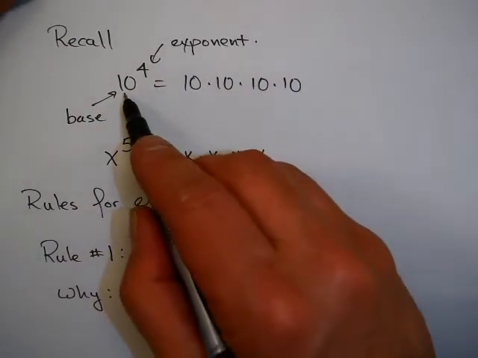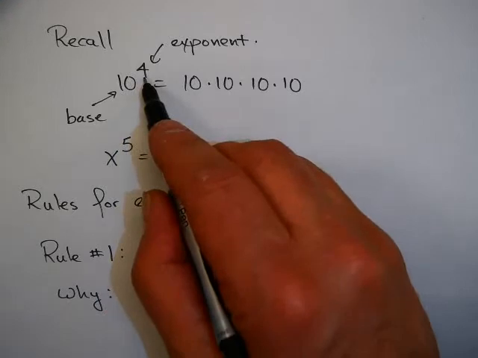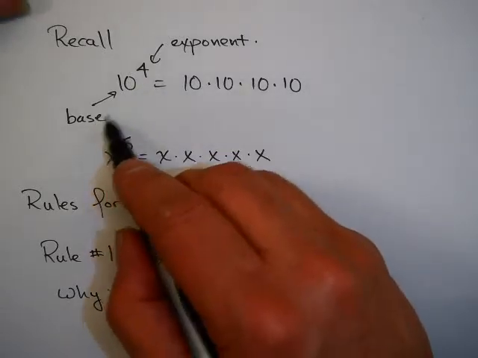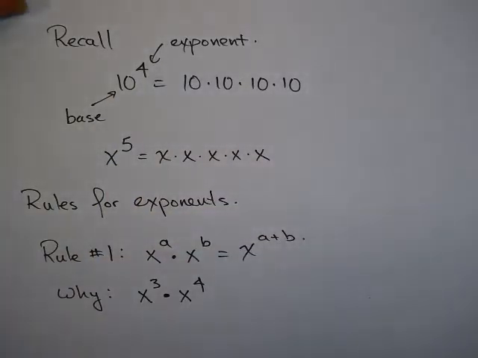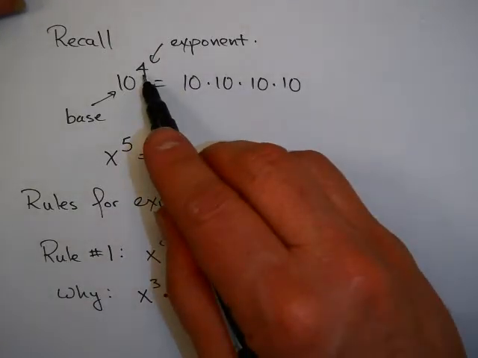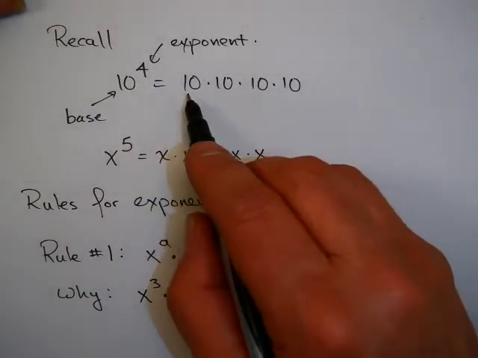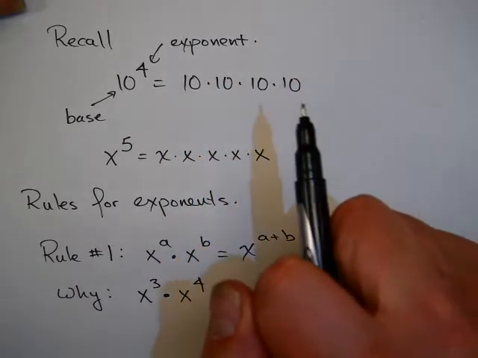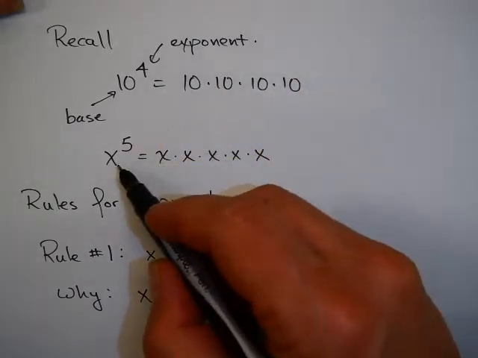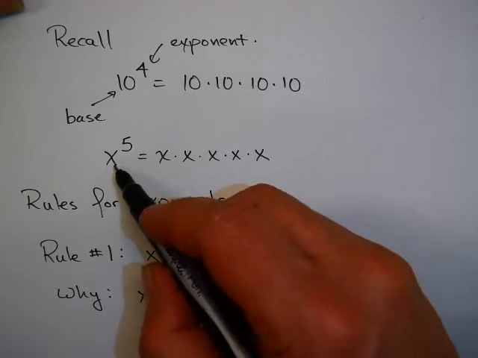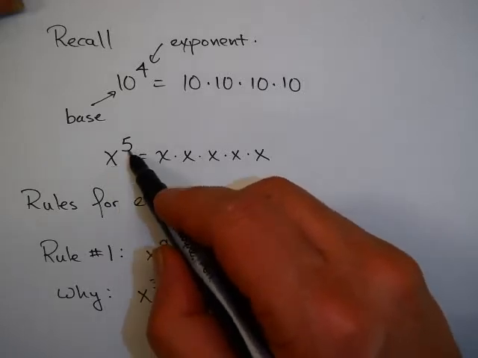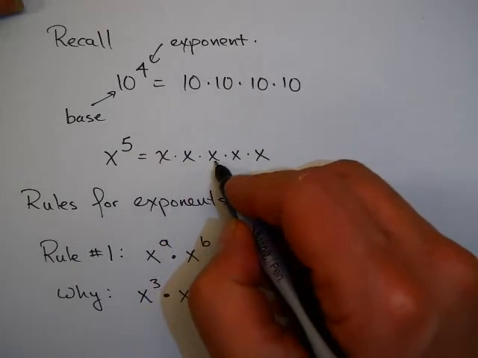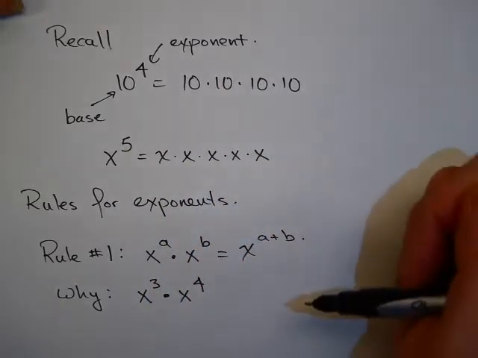You might recall when we have a problem like 10 to the 4th power, that 10 is called the base and 4 is called the exponent. And that this 10 to the 4th power is really just a shorthand for saying 10 times 10 times 10 times 10. Oftentimes in algebra we see this with a variable as the base. We might say x to the 5th power is x times x times x times x times x.